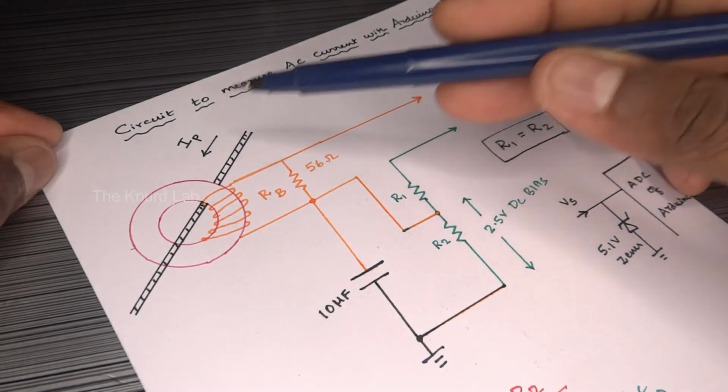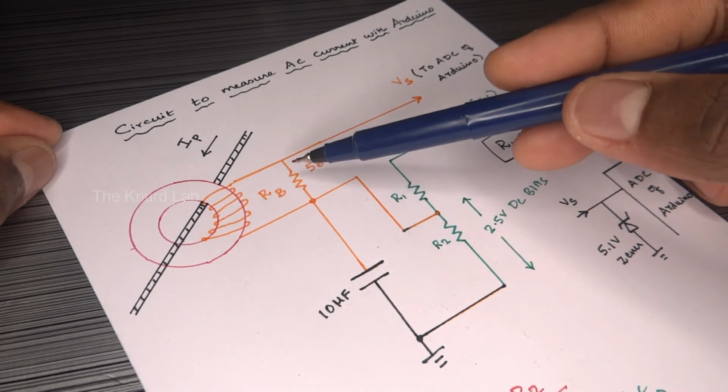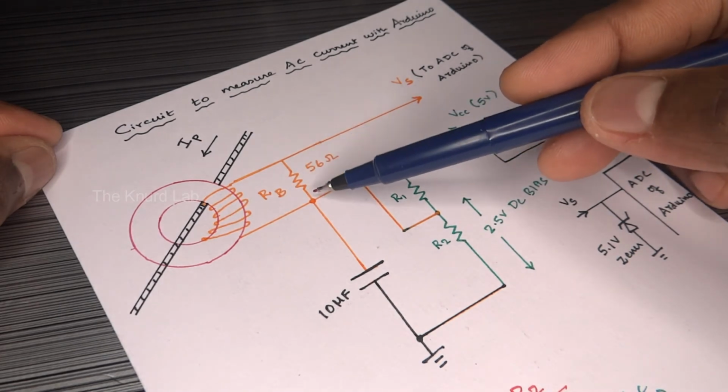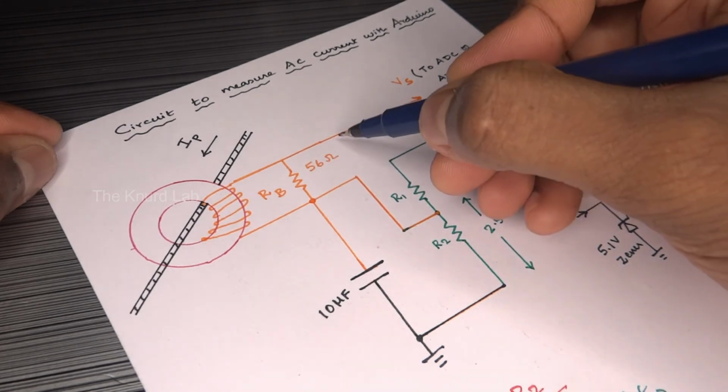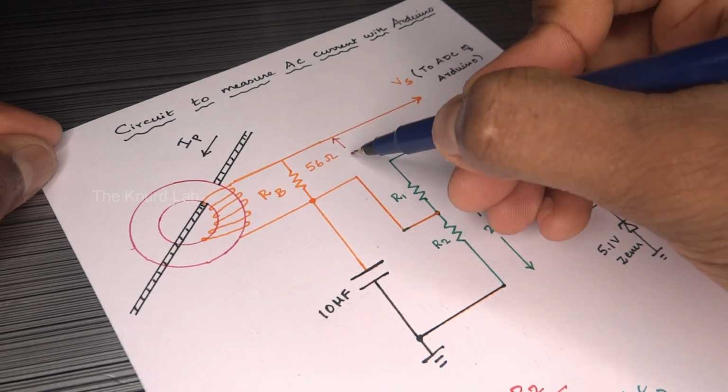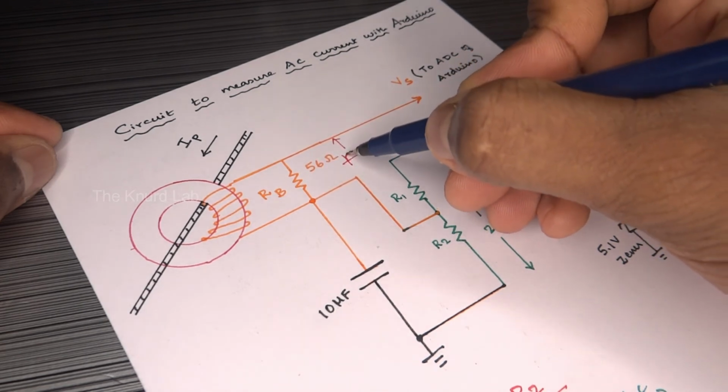IP represents the primary current that we are trying to measure, and RB forms the burden resistor, the voltage drop across which is directly proportional to the primary current that we are trying to measure, and it is this voltage which goes to the ADC port of the Arduino.